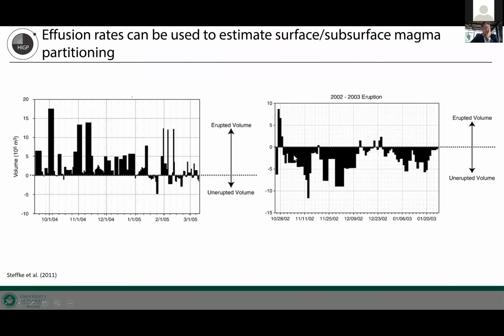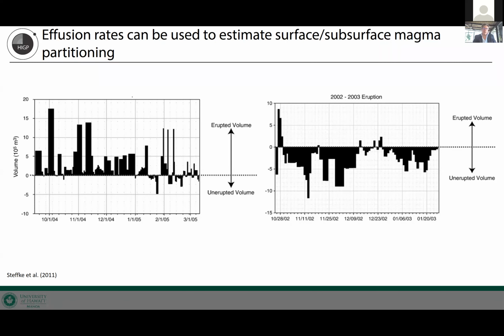One thing Andrea Stefke did: if you estimate the effusion rate from a volcano over time, you can integrate that to work out the volume of lava erupted at the surface. She then looked at gas measurements to work out the volume of magma which actually arrived at shallow levels and degassed, right? And she then compared the difference. So basically, if 10 cubic kilometers arrives near the surface and degasses, but only 8 cubic kilometers is erupted on the surface, then you know that 2 cubic kilometers was stored as hypabyssal, shallow intrusions. If everything that arrives at shallow levels is erupted, you know that there was no shallow storage.